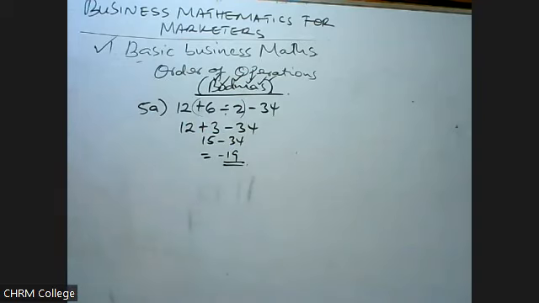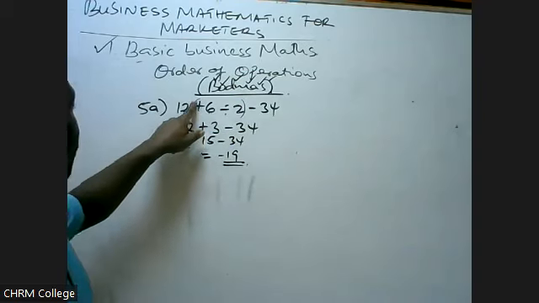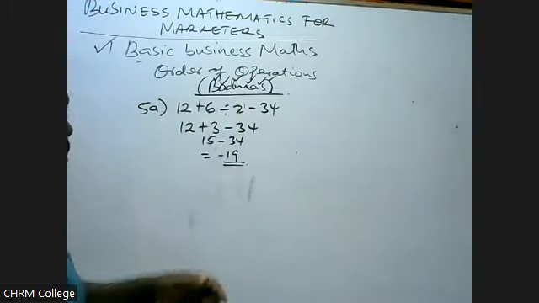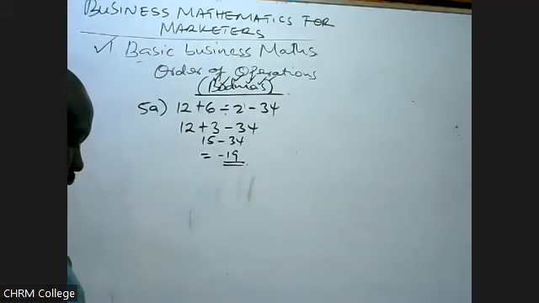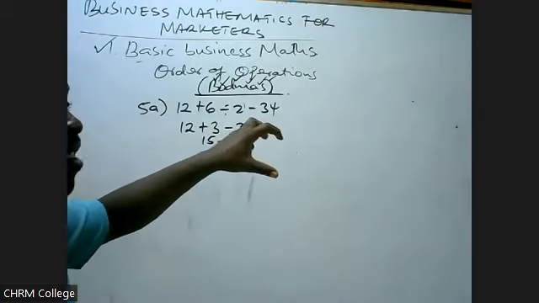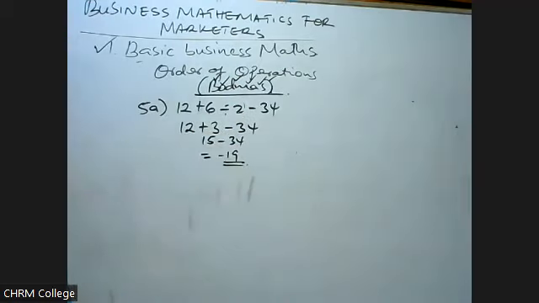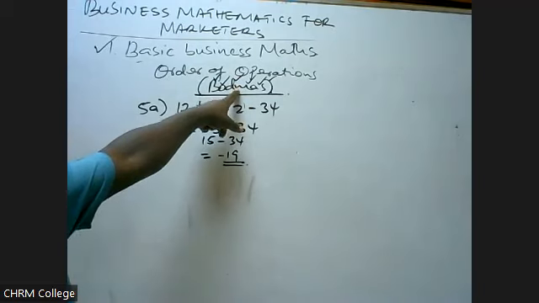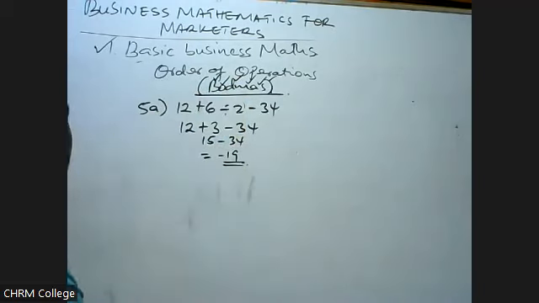Otherwise, if you just do it the way it is, you just say 12 plus 6 divided by 2 minus 34, you'll get a different answer, negative 25. So anytime we have got more than 2 signs in an expression, apply BODMAS. This is what will give you the right answer.